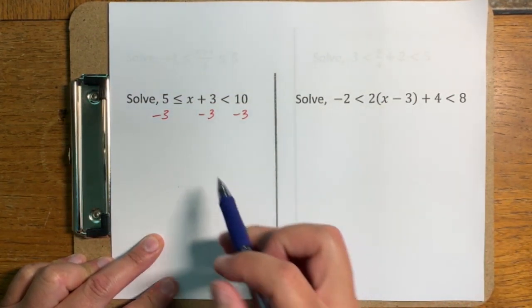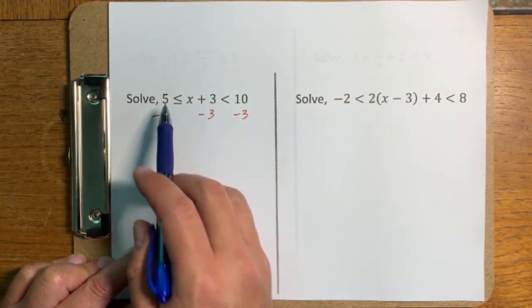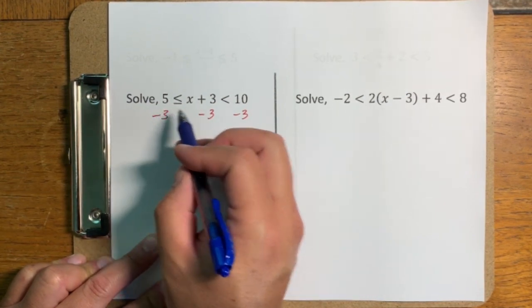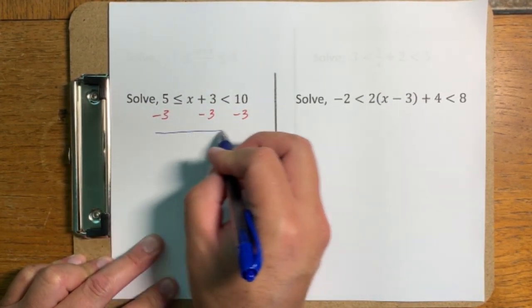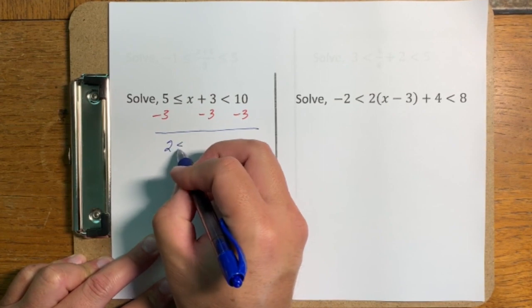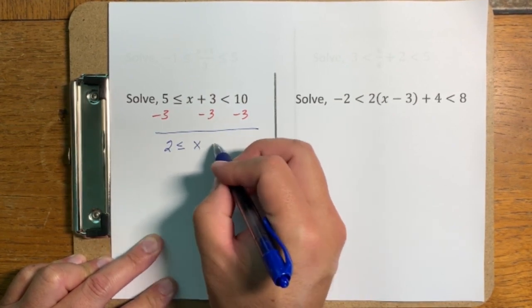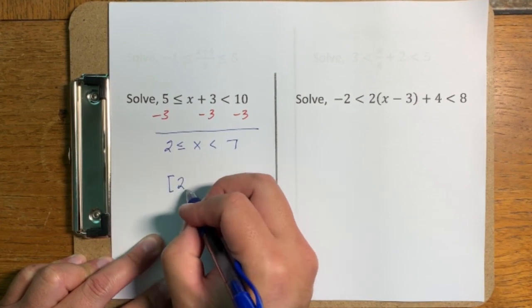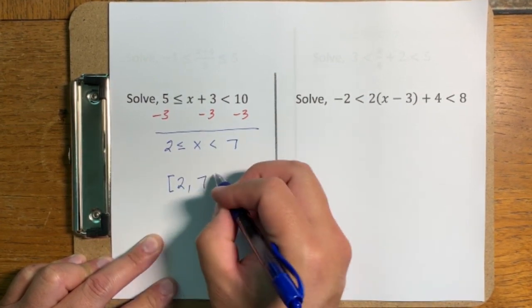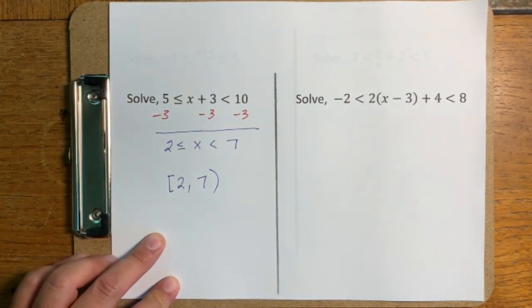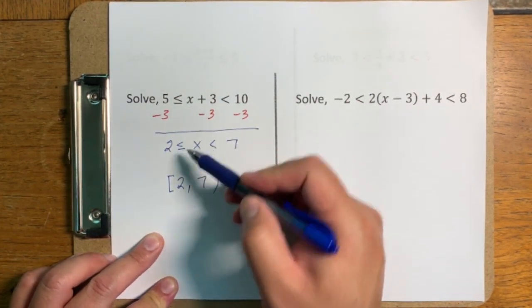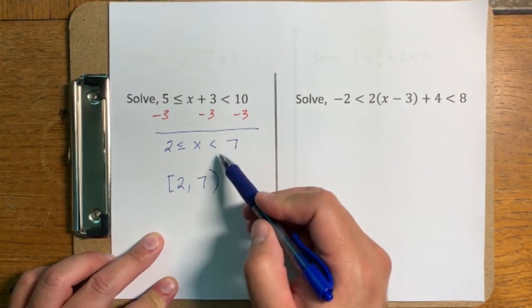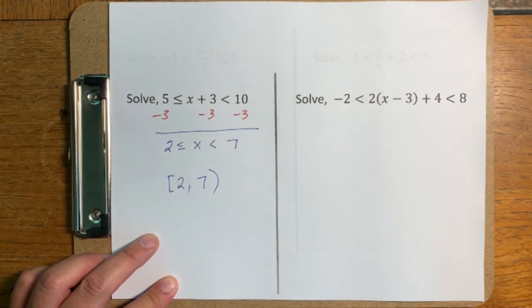Okay, so I'm going to subtract 3 from all 3 sides, and I'll get 2 is less than or equal to x is less than 7. And then when I write this in interval notation, it'll look like that. So remember, equal turns into brackets, not equal turns into parentheses.